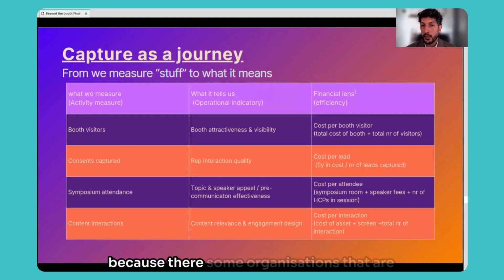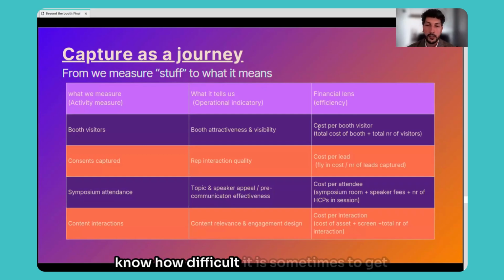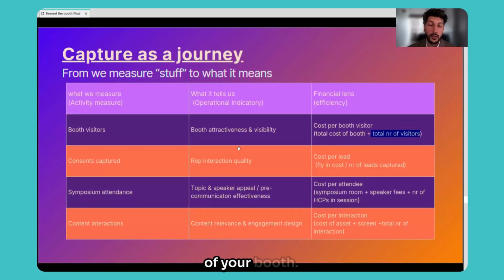Then, because there are some organizations that are very, very financially focused, we could, in theory, but this is sometimes not that easy to do because you need to involve your procurement department as well, and we know how difficult it is sometimes to get that information, look at the cost per booth visitor. So what is the total cost of the booth divided by the total number of visitors? Then you have your cost per booth visitor. So this is one way of measuring the success of your booth.